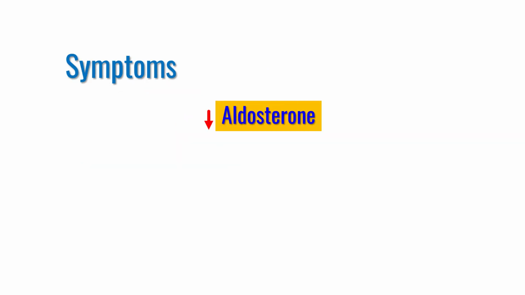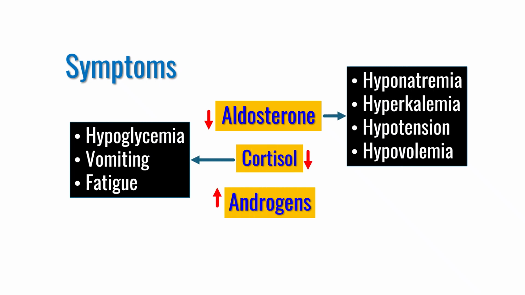These patients are associated with some symptoms of salt wasting such as hyponatremia, hyperkalemia, hypotension, and hypovolemia, which are due to the low level of aldosterone in these patients. Symptoms such as hypoglycemia, vomiting, and fatigue are associated with the decrease in cortisol level, and the symptoms due to abnormal appearance of external genitalia are due to increased or excess androgens in these patients.